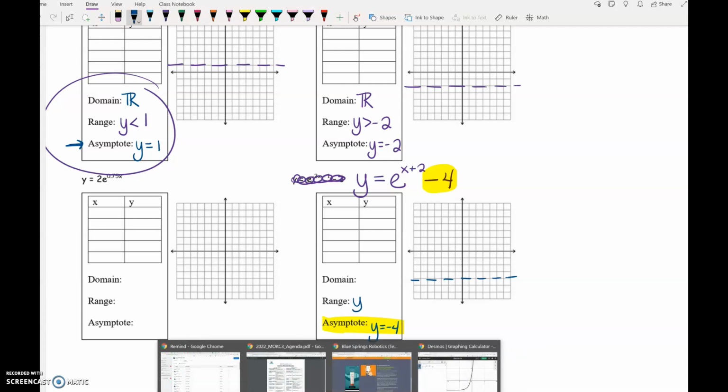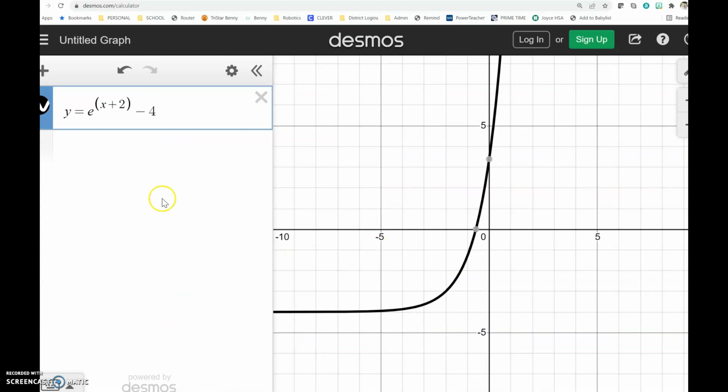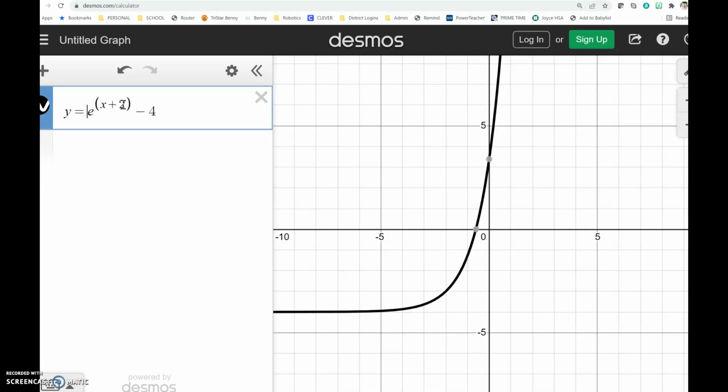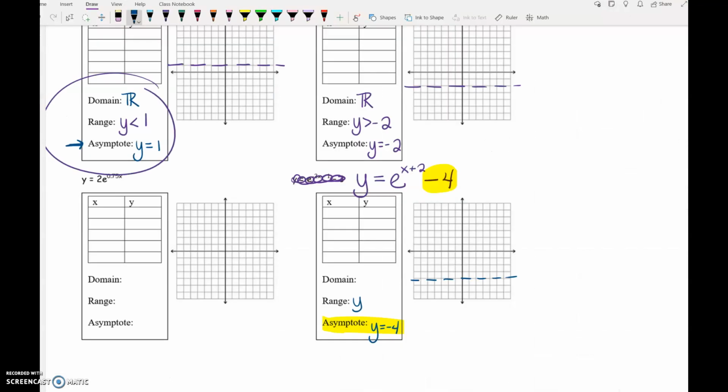I just want to show you in Desmos really quick. If there was like a -2 in front of the e, that would flip it. That would make it y is less than. I don't think we're going to deal with any where there's a negative here. That flips it in a different way. So you're still looking at the number in front. Is there a positive or negative in front? Here, there's no negative, so we know there's no flip. So it's going to be y is greater than -4. Our domain is still all real numbers.